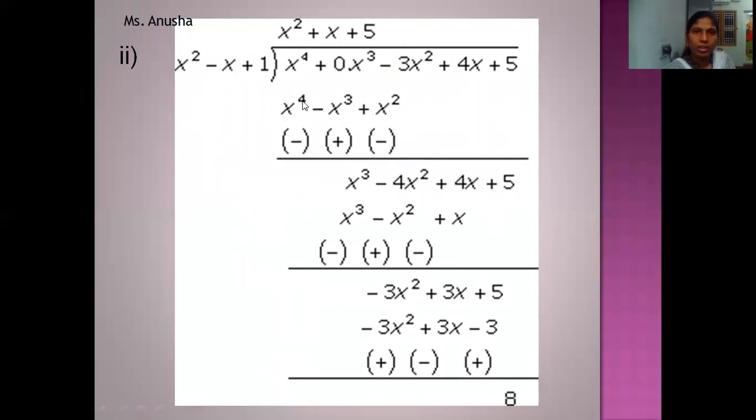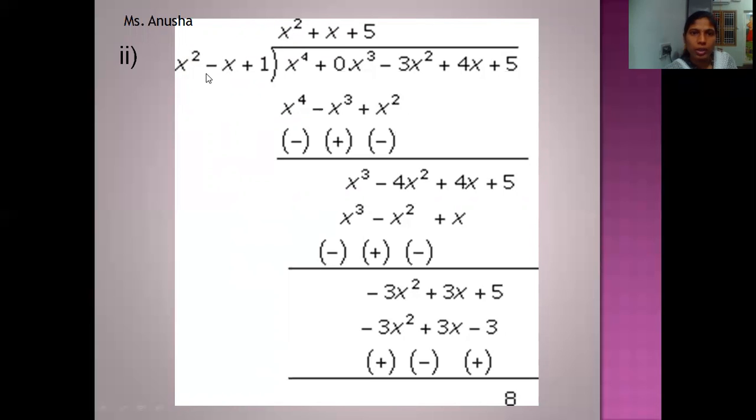And see here, another problem I have given: x power 4 plus 0 x cube minus 3x square plus 4x plus 5 divided by x square minus x plus 1. The same procedure. Take the first term of the polynomial, x power 4, divided by the first term of the divisor polynomial, x square. So x power 4 divided by x square is x square. Put that x square in the quotient side, and now multiply this x square with the divisor.